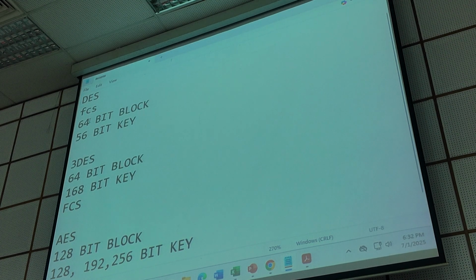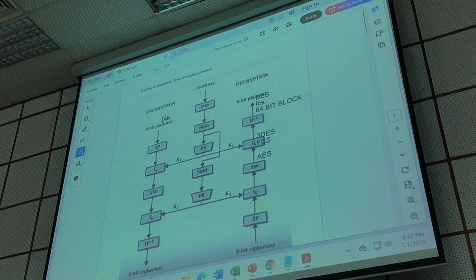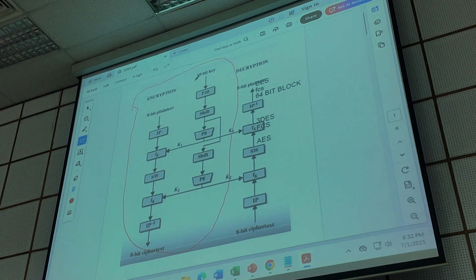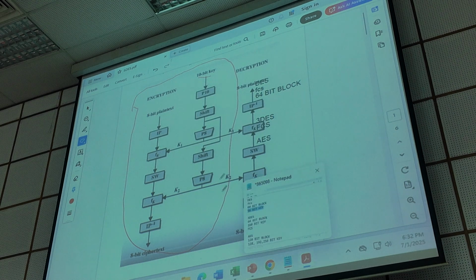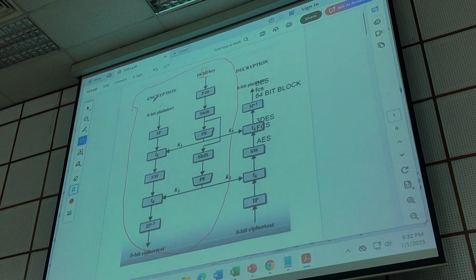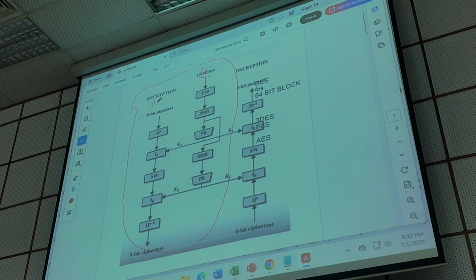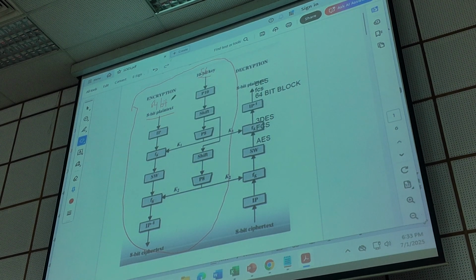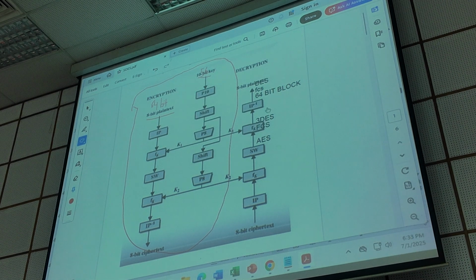Okay, DES uses a 64-bit block size and a 56-bit key. What does a 64-bit block size mean? You can see this is the DES process. When you go through the encryption process, you need the key. For DES, the key size is 56 bits, and the block size is 64 bits. The block size means the plain text supported is only 64 bits. In the Feistel cipher structure there are multiple rounds, and in one round they go through this process.